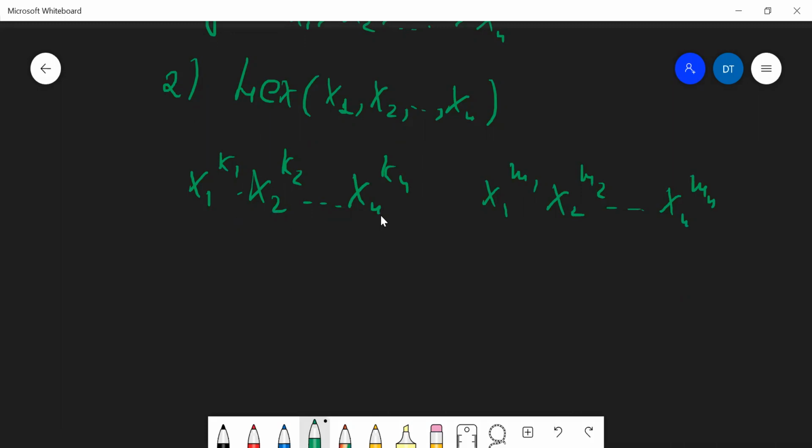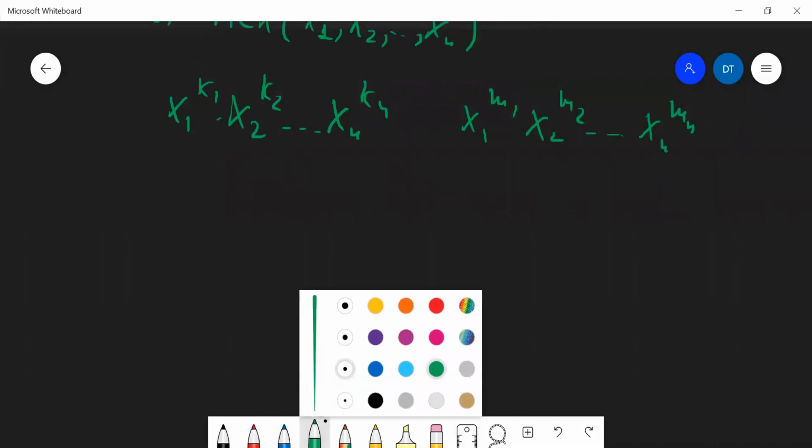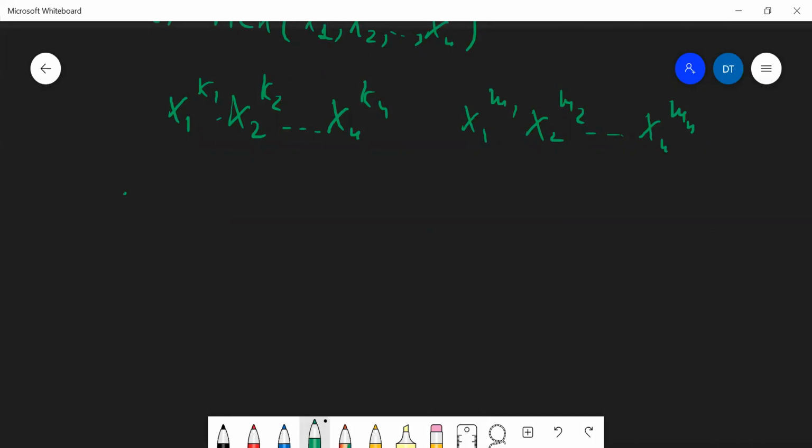So the ordering here is exactly the same as here. Now, in order to compare these polynomials, I go through the following procedure. First of all, I look at the first power. So here it's k1 and m1. So I need to compare k1 and m1.